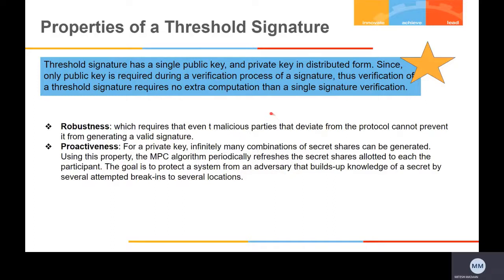So the threshold signature has three major benefits: the single public key, distributed private keys, and periodic refreshment of the secret shares of the key.